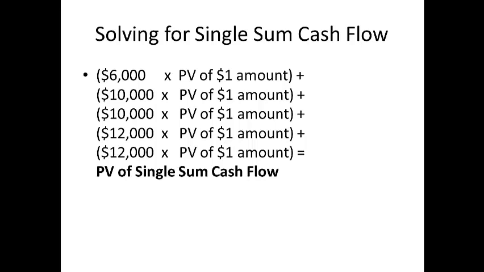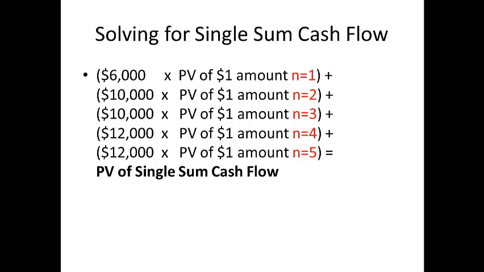This is the equation we're going to be using to solve the single sum cash flow problem. $6,000 was the first year times the present value of $1 amount, plus $10,000 times present value of $1 amount, plus $10,000 times present value of $1 amount, plus $12,000 times present value of $1 amount, plus $12,000 times present value of $1 amount, equals present value of single sum cash flow.